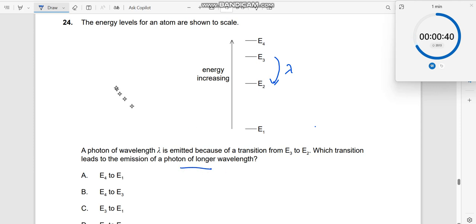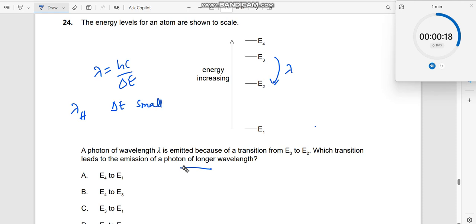We know that lambda is equal to hc divided by delta E. What is delta E? Delta E is the energy difference, right? So where is the energy difference? See, this is the energy difference, and you get a lambda here. If I consider delta E to be smaller, lambda would be high. Let me write down: lambda would be high if delta E is small.